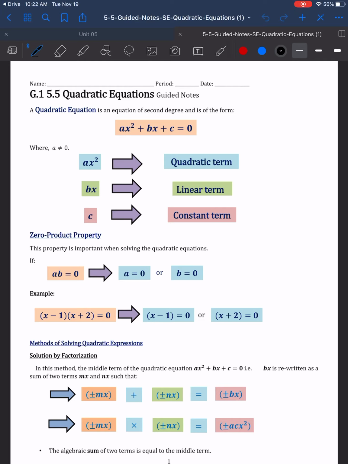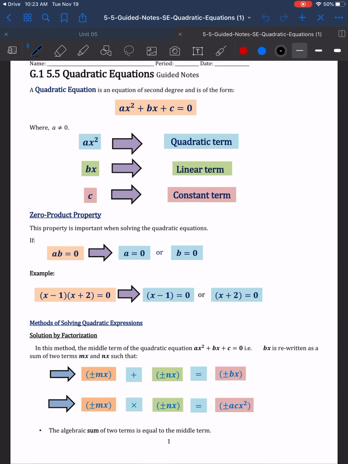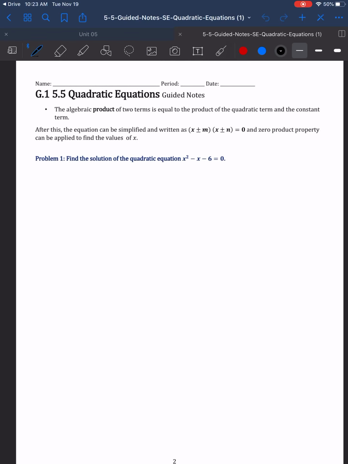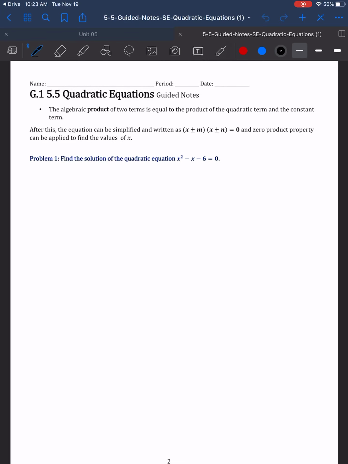We will also be using the zero product property today, which is important because if you have two things being multiplied and they're equal to 0, then you can separate them and set them both individually equal to 0. So that helps when we're solving for x's or our zeros. One of the ways we're going to solve quadratic equations is by factoring, which we talked about before. So to find the solution to this quadratic equation, we're going to factor it.